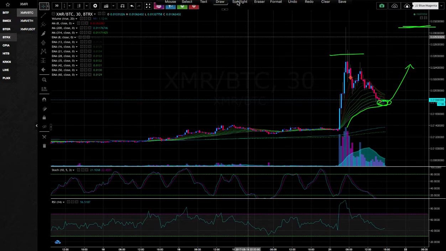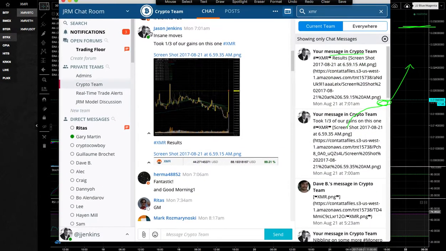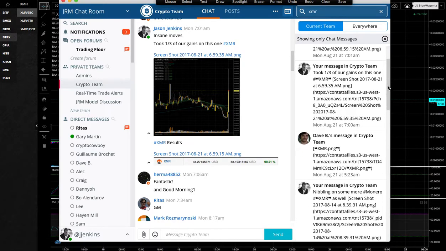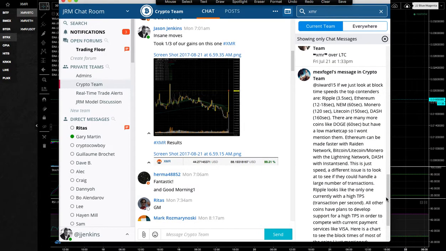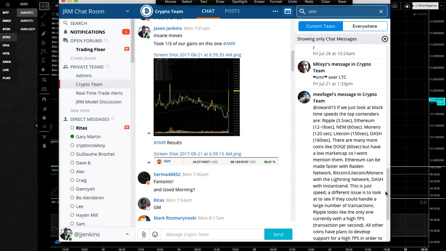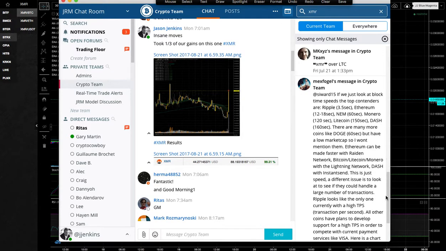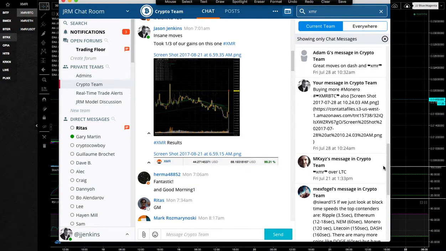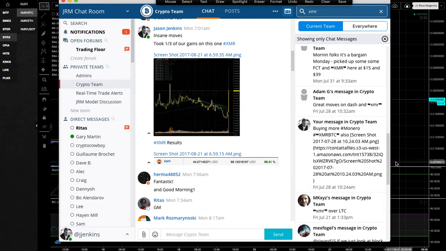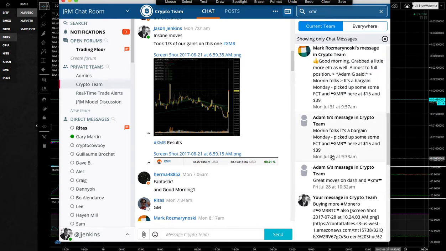So, nice day today on Monero. I'll show you, this is what we do in our chat room. We're signaling trades and talking about different tokens in the market. You can see here we're discussing different speeds, blockchain time speeds, looking at number of transactions. But then here's us talking about buying more Monero. Great moves on Dash and Monero. This was Monday, July 31st. We were nibbling and buying more.